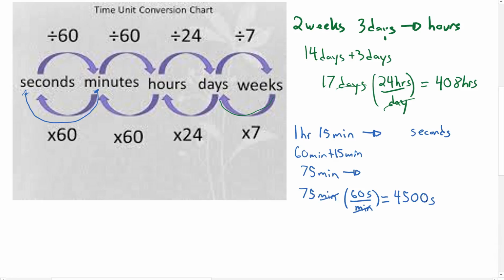Okay, no problem. For the first two, we were starting with big time units and going into smaller ones, so we multiply. If I'm starting with a small time unit and going to a bigger one, I divide by those same factors. When you go from big to small, you multiply. Small to big, you divide. So let's try one at the bottom of the screen: 218,962 seconds, and I want to convert this into days.